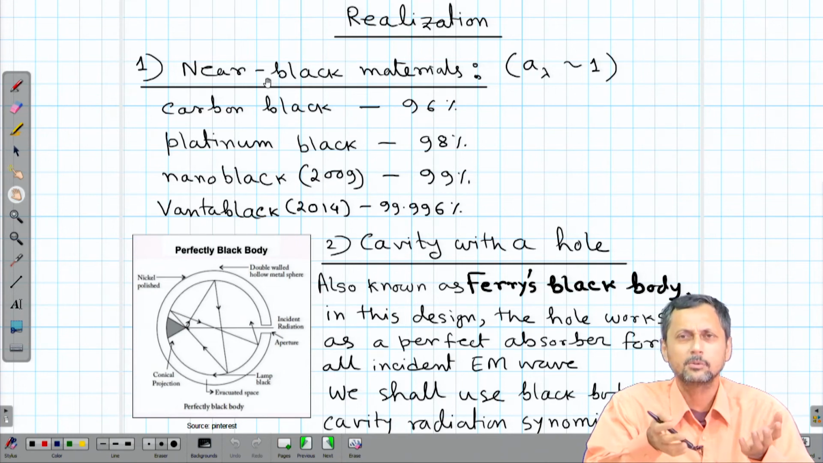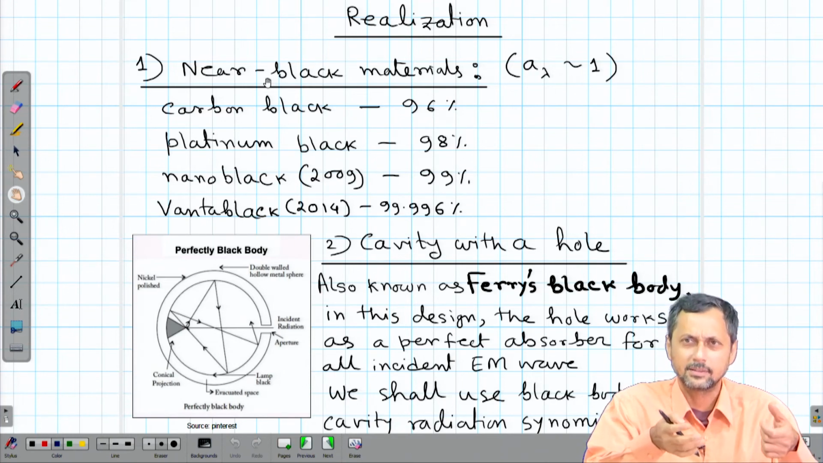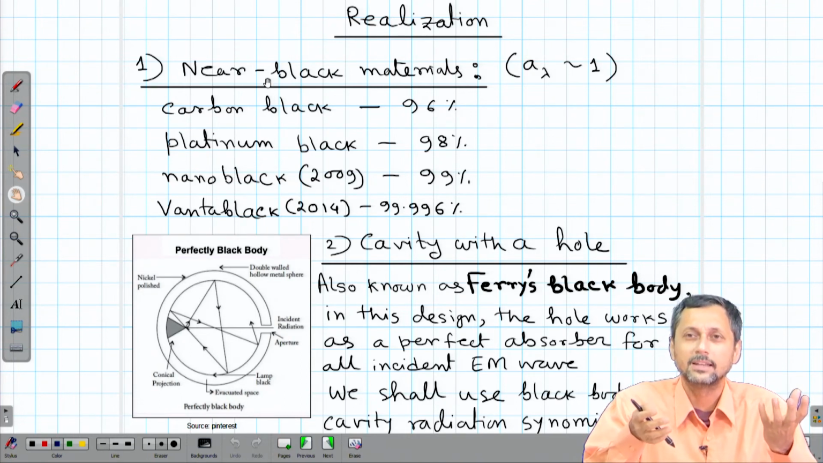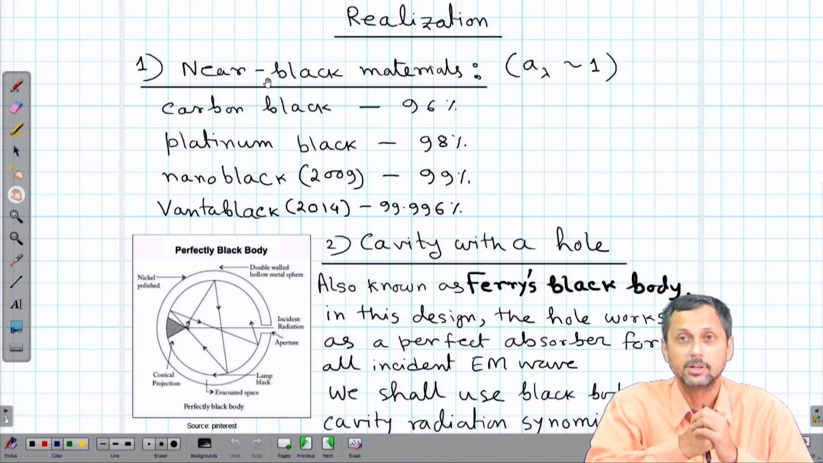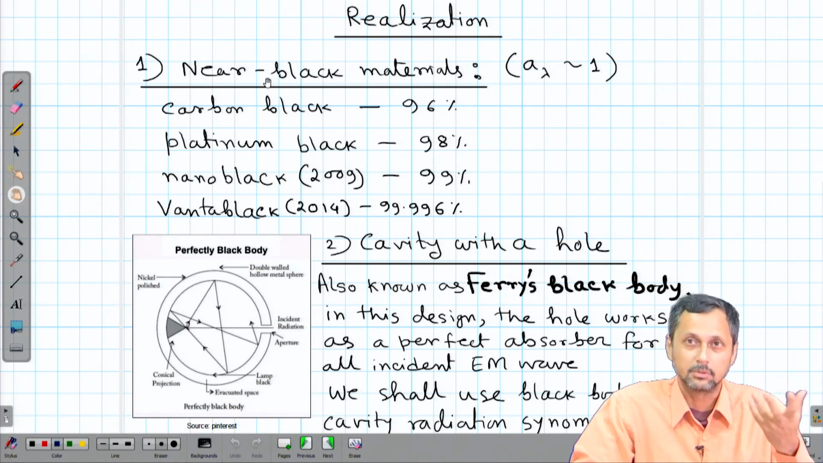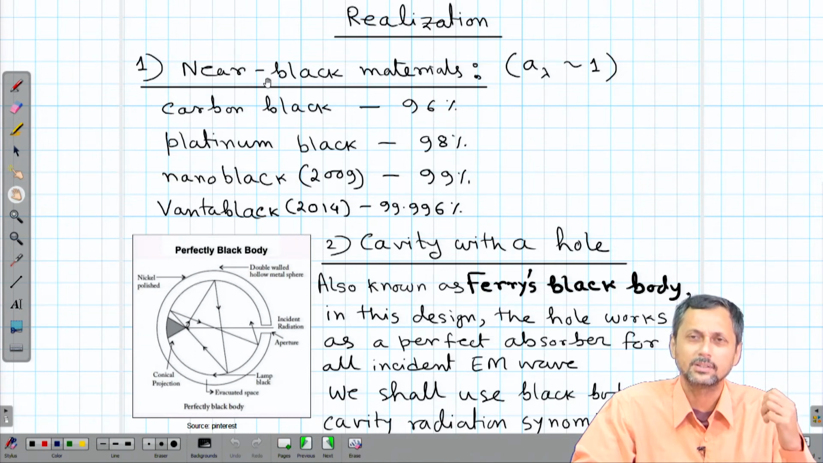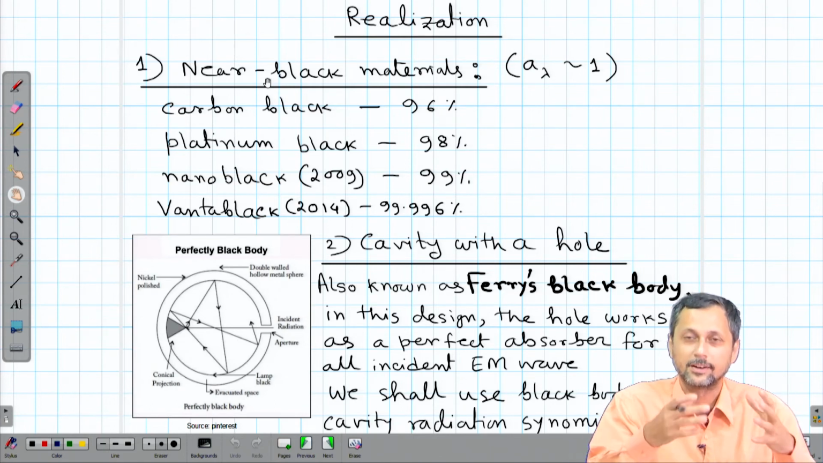Now, what is carbon black? Carbon black is what we have when a candle light is burning. Sometimes our mother will complain that our gas stove is not working properly, and all the utensils are becoming black underneath. So, there must be some sort of a blockage in the passage of the gas, and due to some incomplete burning, a lot of carbon deposits are generated, and those carbon deposits are nothing but carbon black.